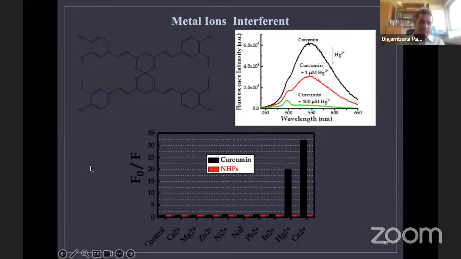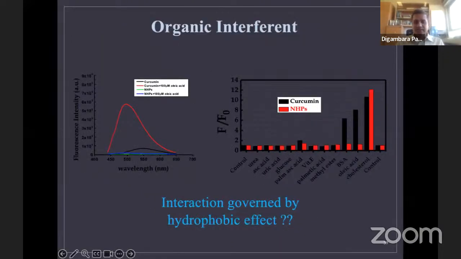Now let me go for some of the biological molecules like BSA, bovine serum albumin, which is very common. It highly influences the fluorescence signal of many molecules, including curcumin. Look at the curcumin signal. The curcumin fluorescence increases in the presence of BSA. But if you use our nanohybrid particles where curcumin is encapsulated, the signal doesn't change. The signal changes only when you have cholesterol.